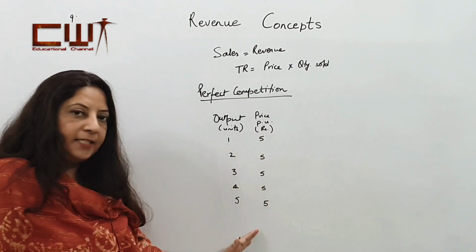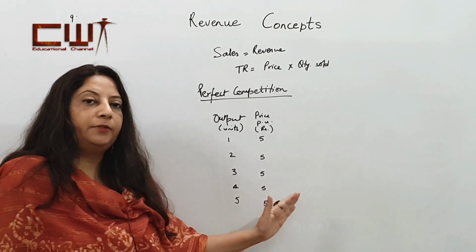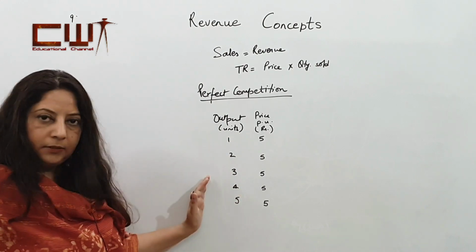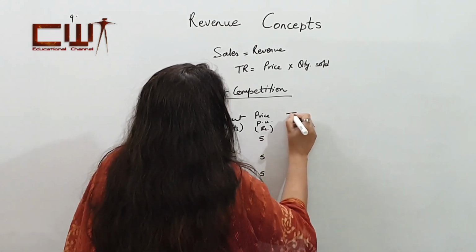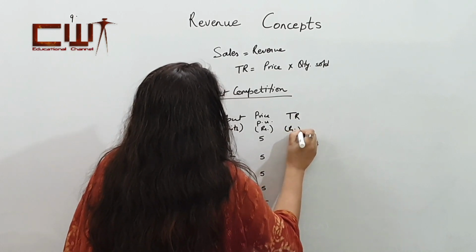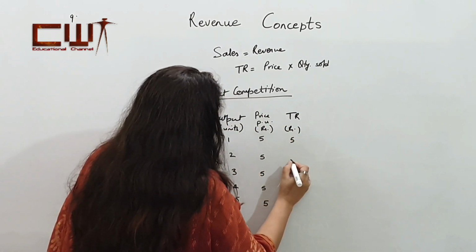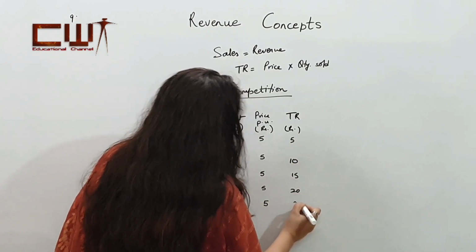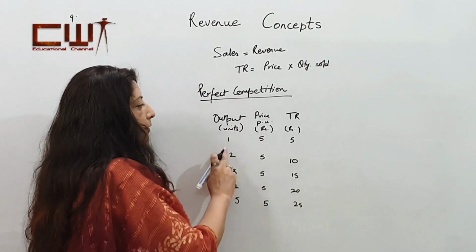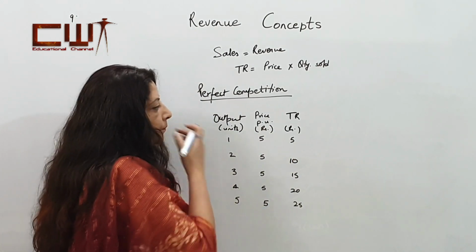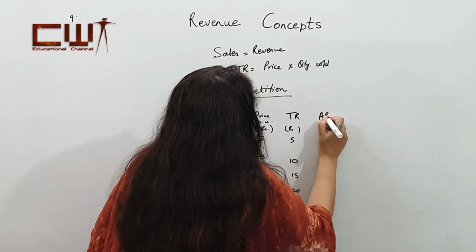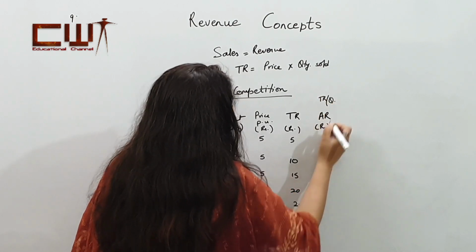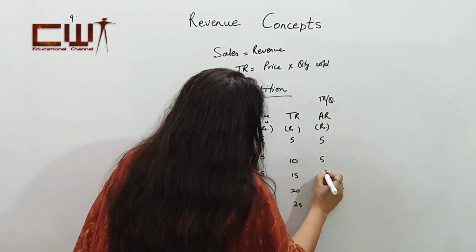So whatever price is available in the market, the sellers will try to sell at that price only. So price per unit becomes rupees 5 for these number of units. Our total revenue in this case becomes price into quantity: 5, 10, 15, 20 and 25. So this becomes our total revenue, price into output at each level. Now if we have to find the average revenue, it is total revenue upon the quantity, which again comes to 5.